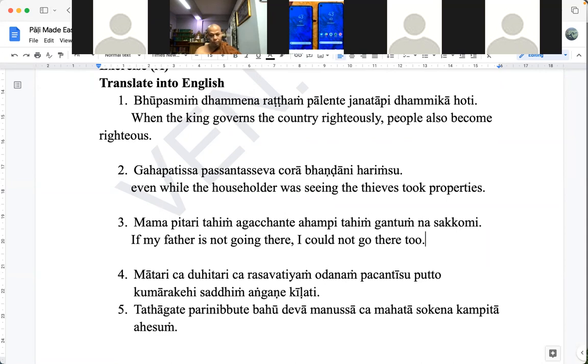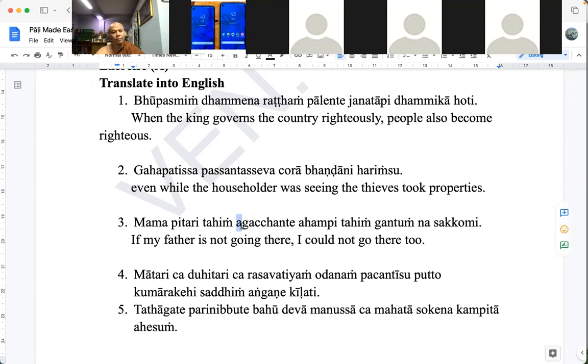Bante, how to differentiate agachante is not a coming instead of not going there? If coming is long, but here the short one is negative. Oh, thank you, Bante. Okay.